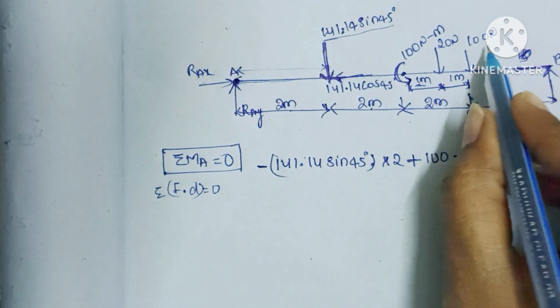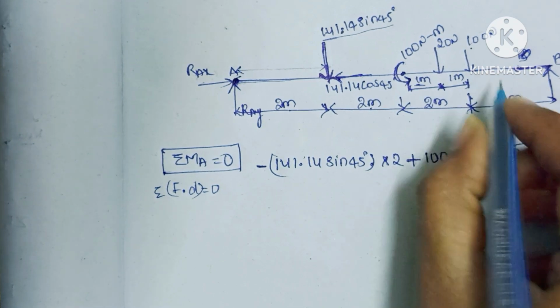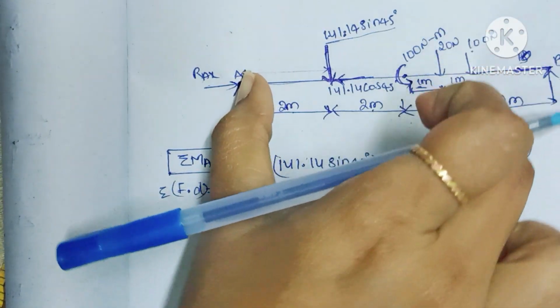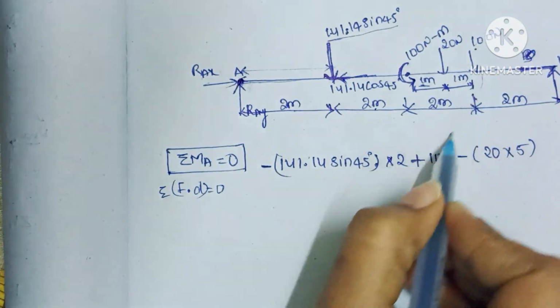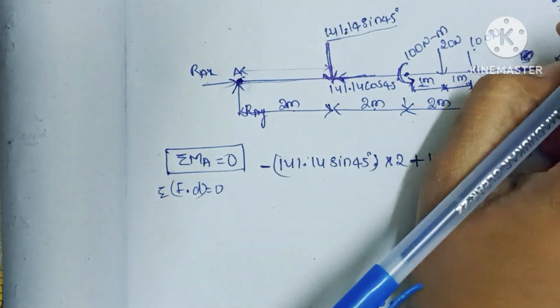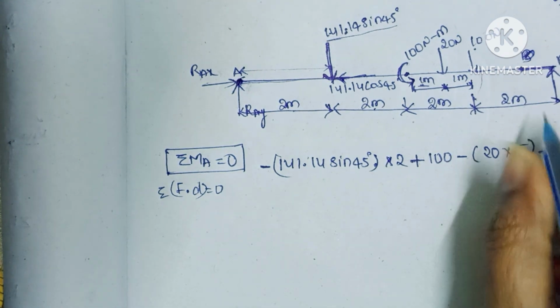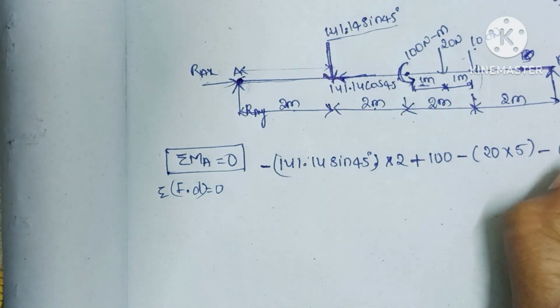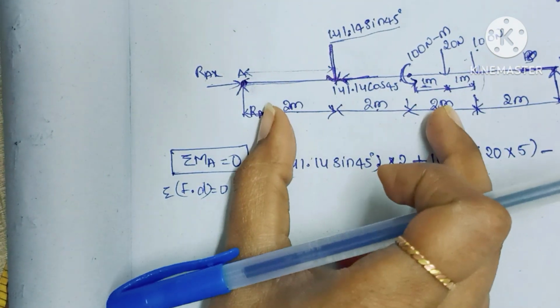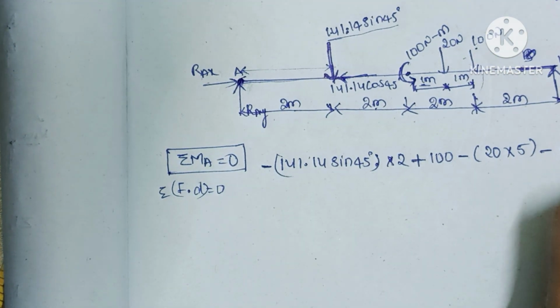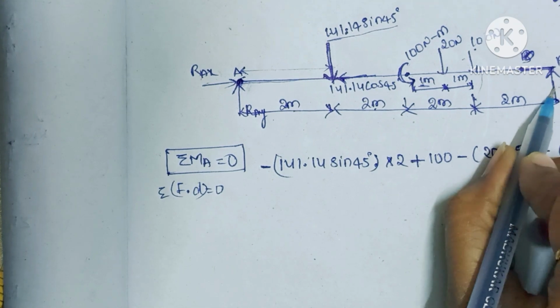Next one is here, 100 Newton. From here to here, this is also in clockwise direction, so clockwise direction is negative. So minus 100 into the perpendicular distance, from here to this point. So total is 6 meters. So 6, and we have this force, RB force.